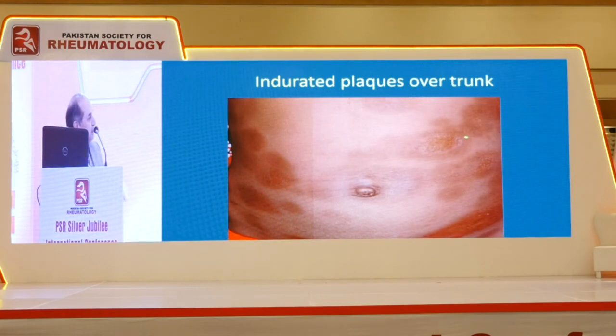Now, patients will present to us mostly in the rheumatological OPDs with these types of shiny, indurated, hypopigmented, sometimes atrophic plaques over the trunk. These patients sometimes have other systemic manifestations also. But this is a case of localized scleroderma.